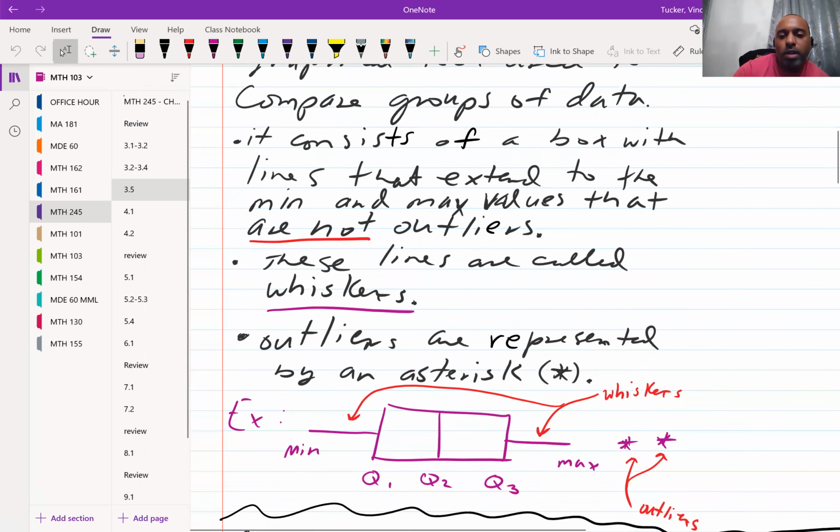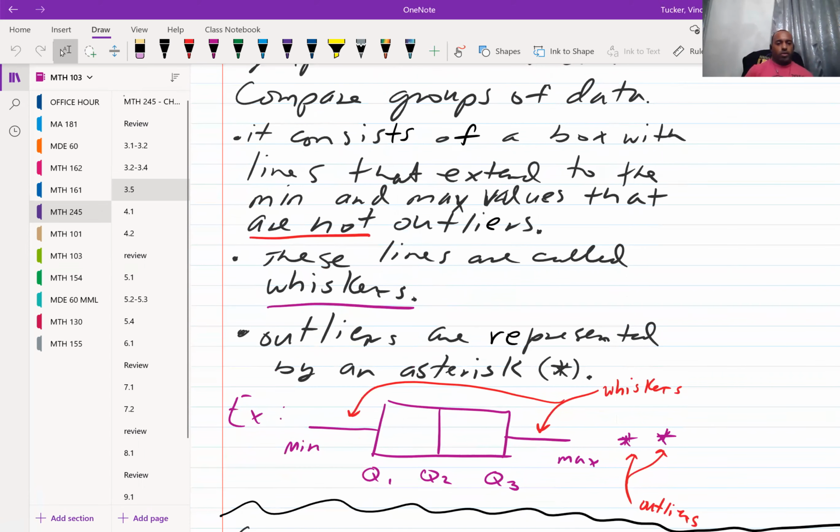Let's scroll up to right here. All right, so that's how generically our box plot will look. You have your box that has 3 lines in it, the ends, and then in the middle, that's Q1, Q2, and Q3. Your whiskers will extend out to the maximum and minimum value that are not outliers. And then we can represent any outliers as asterisks.